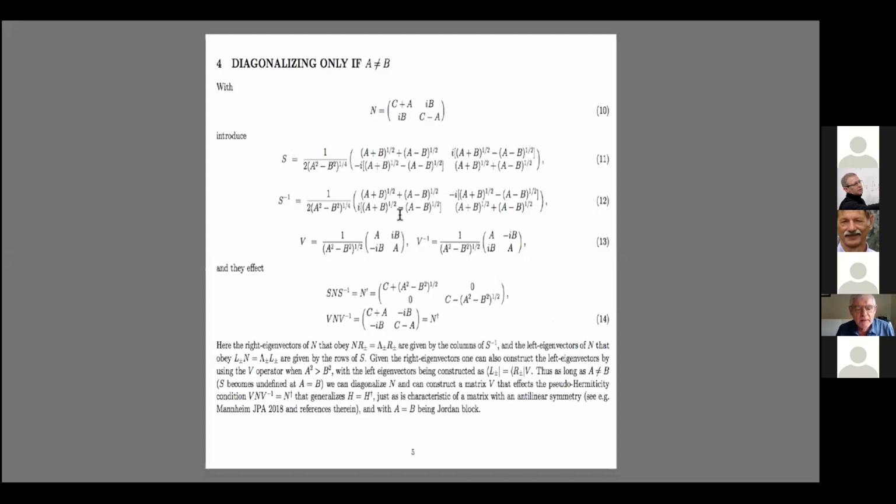What are the eigenvectors of N? The right eigenvectors are the columns of S to the minus 1, and the left eigenvectors are the rows of S. Okay, and this is just to show you that you can't diagonalize.